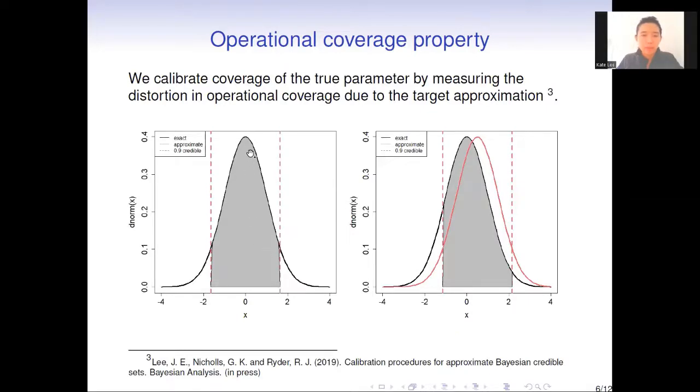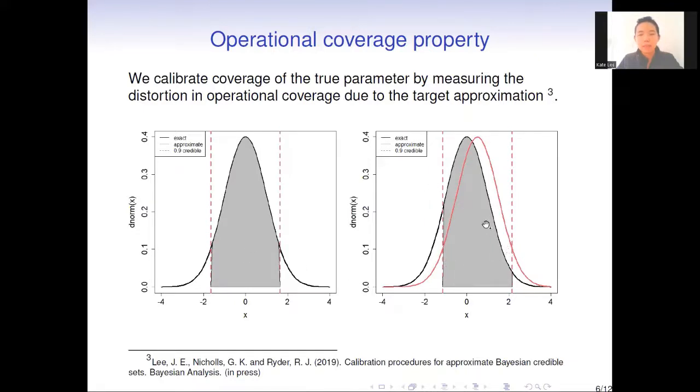Operational coverage is represented by the grayed area. So as you can see, that is simply the coverage of the exact posterior over the approximate credible set. Because there is no approximation, the coverage will be the nominal value, which is 0.9.